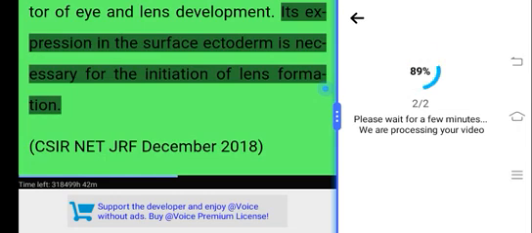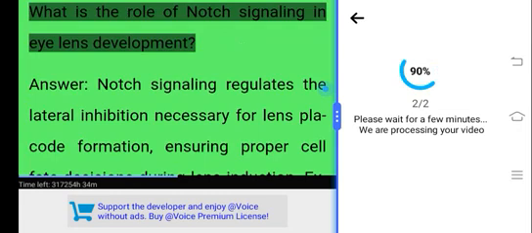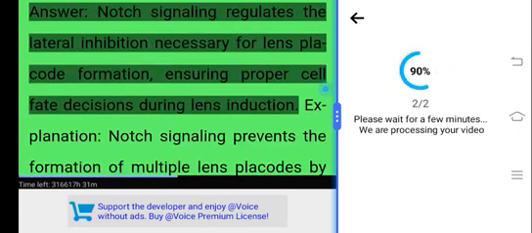Its expression in the surface ectoderm is necessary for the initiation of lens formation. CSIR NET JRF December 2018. What is the role of Notch signaling in eye lens development? Answer: Notch signaling regulates the lateral inhibition necessary for lens placode formation, ensuring proper cell fate decisions during lens induction.